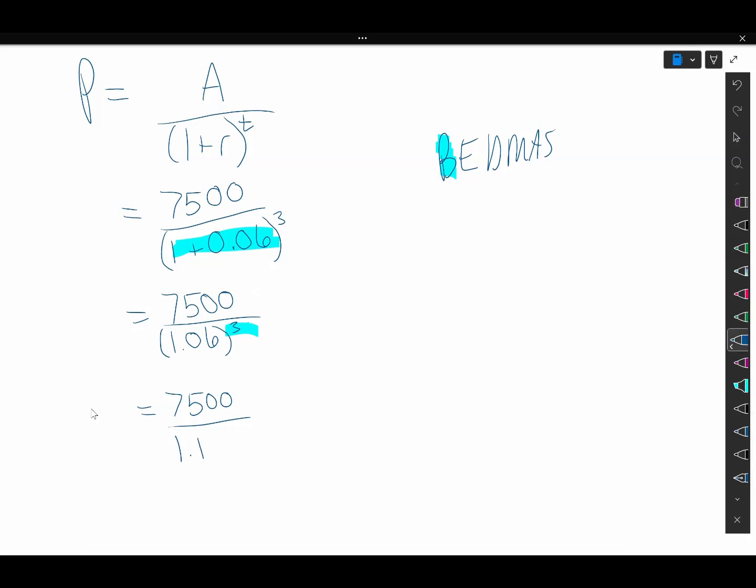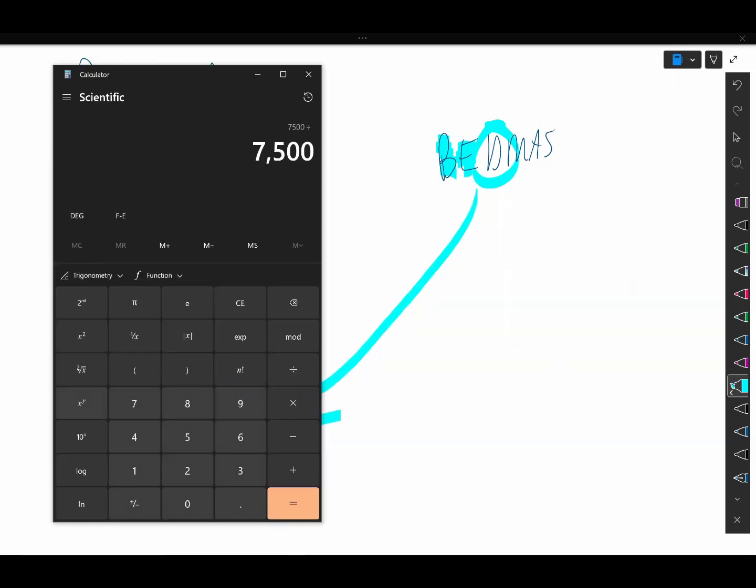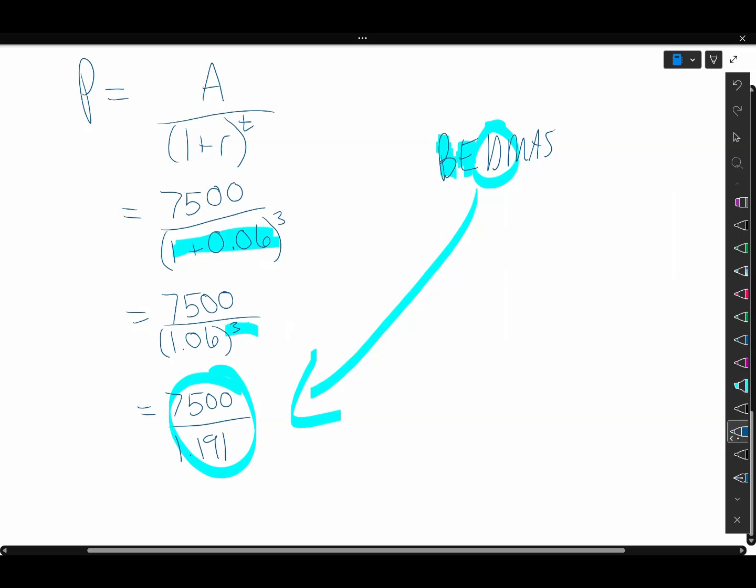1.191. Now, when you're working with division, you need to be really careful. The order in which you divide numbers matters. So in that case, I'm going to need to rewrite my piece, but now I'm working with division. I'm finished my exponents. I'm working with division right now. Nice and easy. 7,500 divided by 1.191, and I end up with $6,297.23.